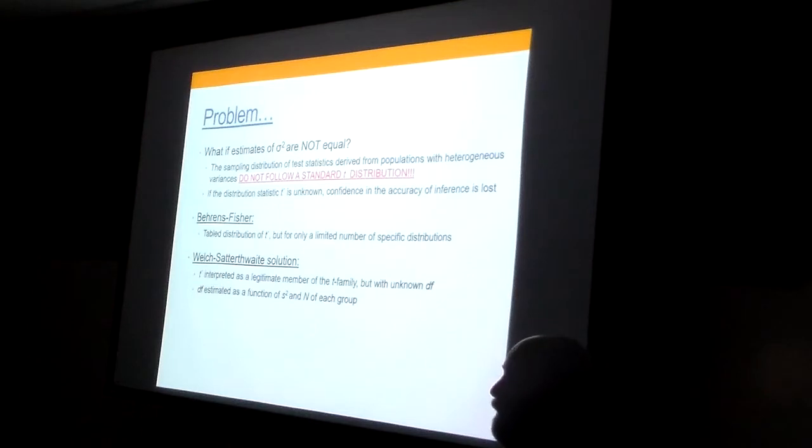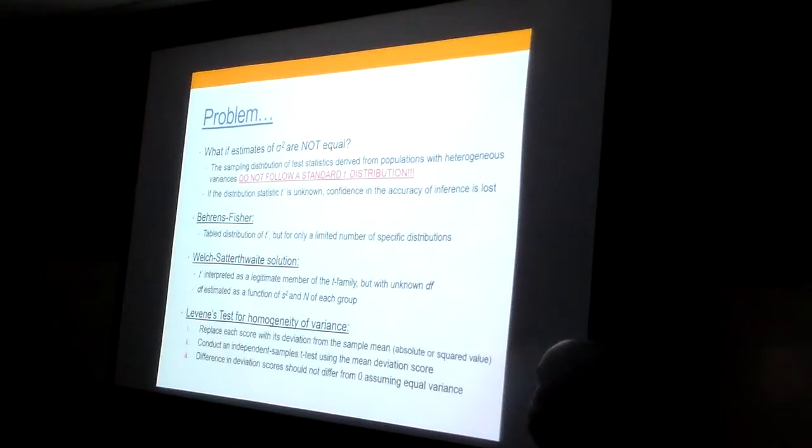But essentially what we're saying is, okay, we violated our homogeneity of variance assumption. We're still going to assume that T prime follows a T distribution, but we're going to estimate which distribution it's following based on the variances and the sample sizes of each one of your groups. Okay?